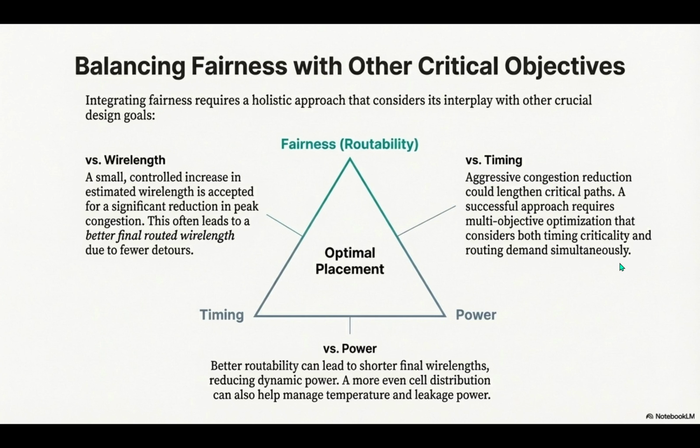So how is that managed? The most advanced modern placers use multi-objective optimization. They have to weigh both metrics at the same time. They consider the timing criticality of every single net along with its contribution to local routing demand. So they might move a non-critical wire first.